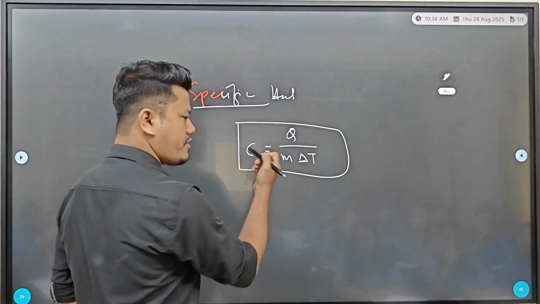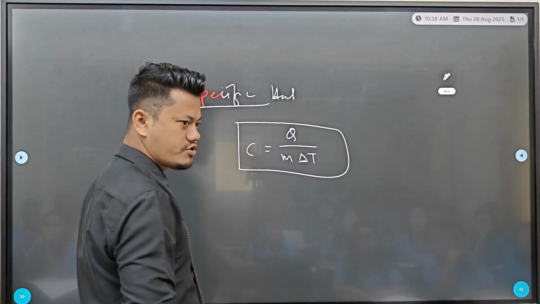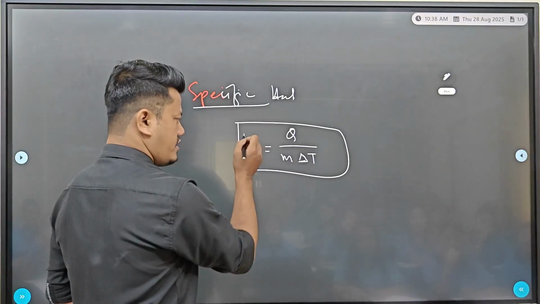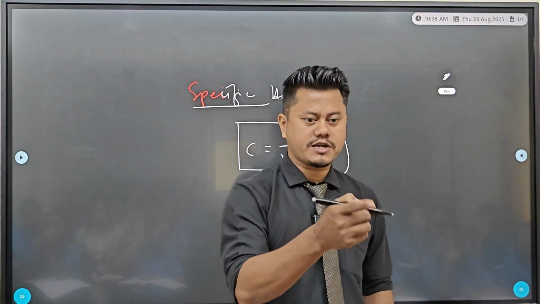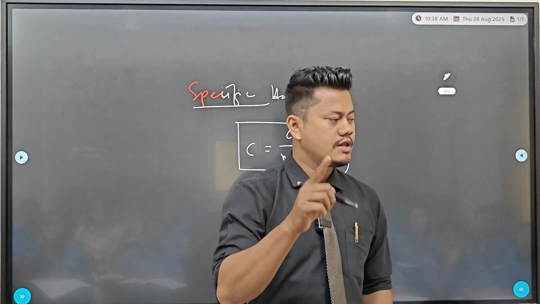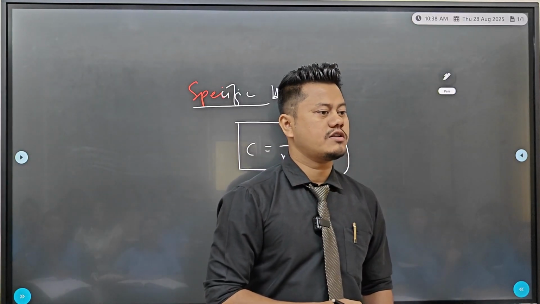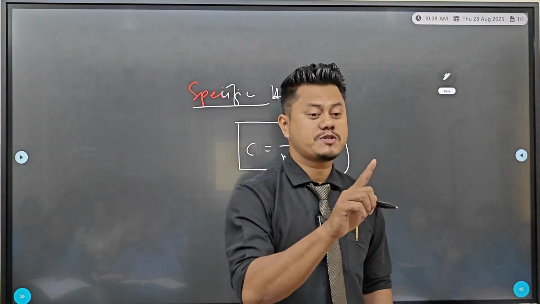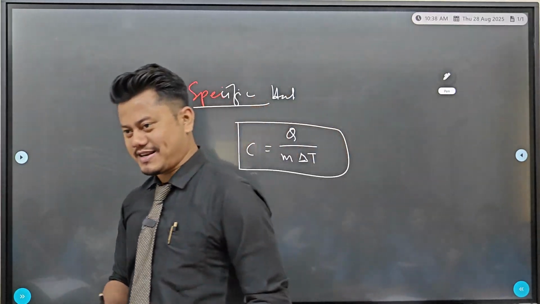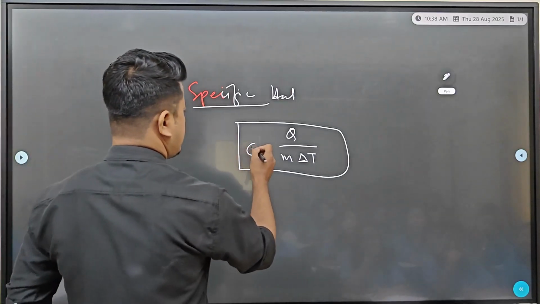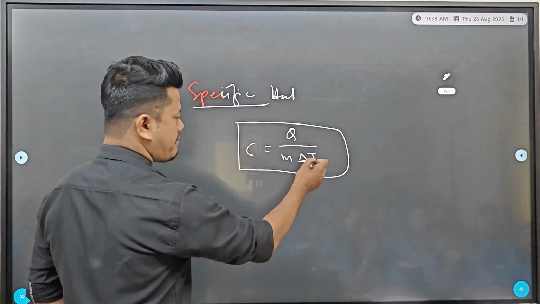This specific heat may be of two types, as I have already mentioned before also. C may be Cp and Cv. Cp means the specific heat at constant pressure, and Cv means the specific heat at constant volume. Is that clear? So C means the specific heat, Q by M del T.